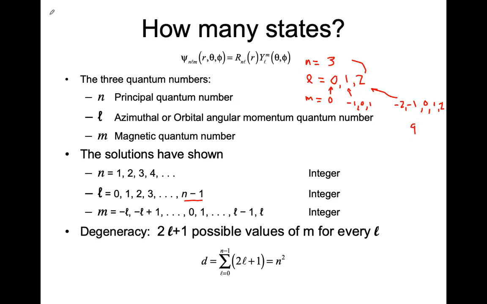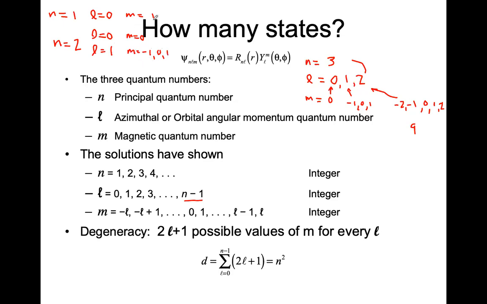Let's back up a little bit. N is equal to 1. We only had 1 state, right? L had to be equal to 0. M had to be equal to 0. 1 state. We looked at N equals 2. We had 2 possible values of L. L equals 0. L equals 1. And then let's see, M had to be equal to 0 for this case. And M could be either minus 1, 0, or 1 for this case.